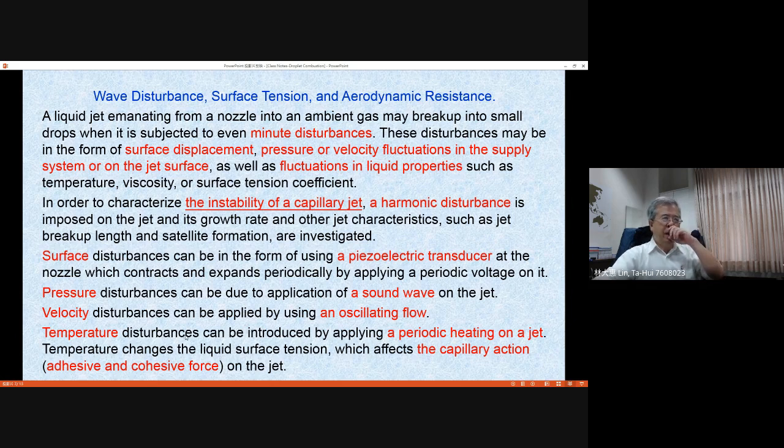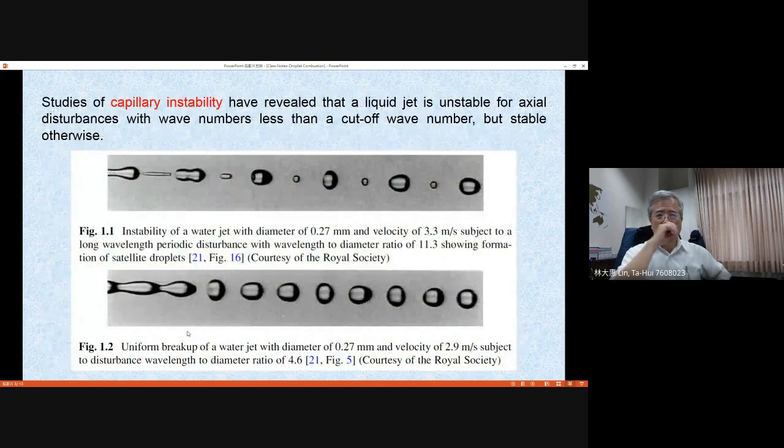Those kinds of techniques were applied to study the instability of a capillary jet over a long history, and you can find it from the literature by yourself. Now, I give you the results to show those applications of disturbance. They need to reach a certain value, then you can produce a very nice breakup. These are two examples.